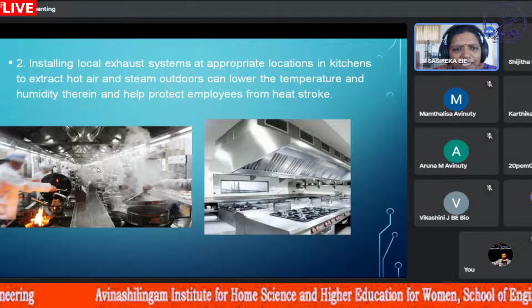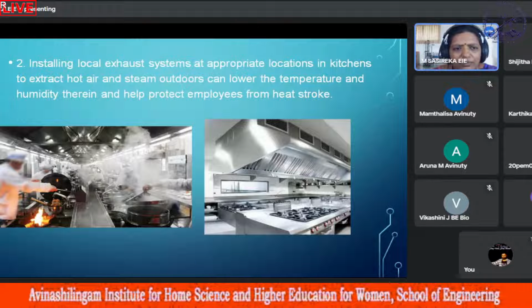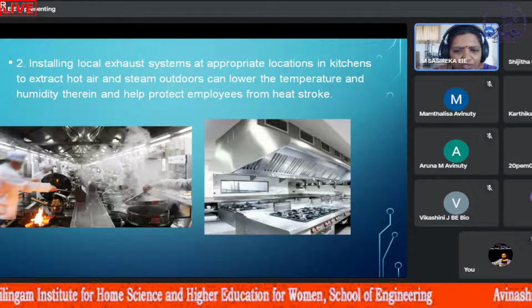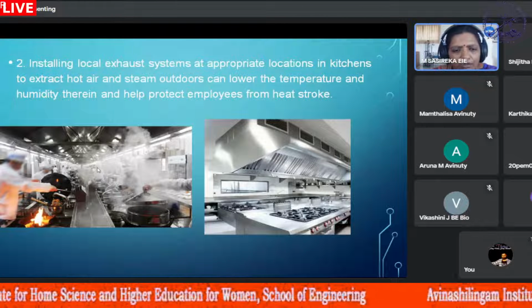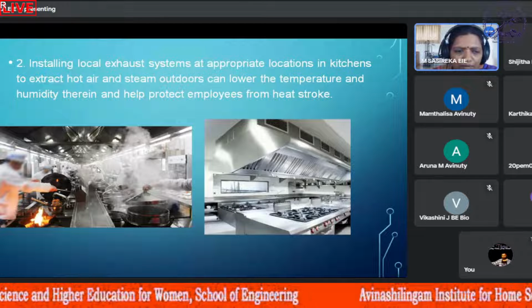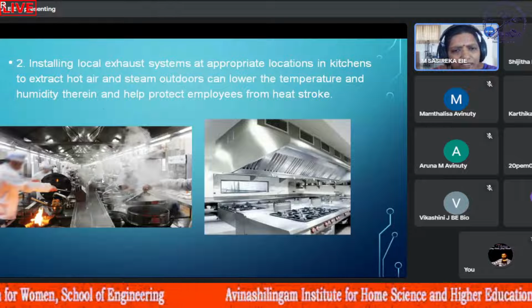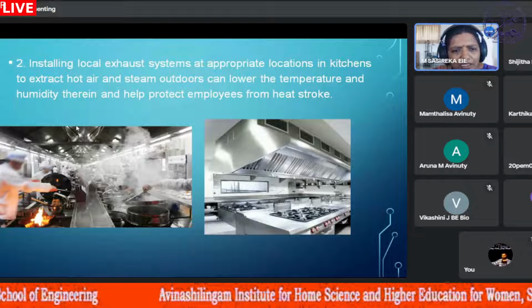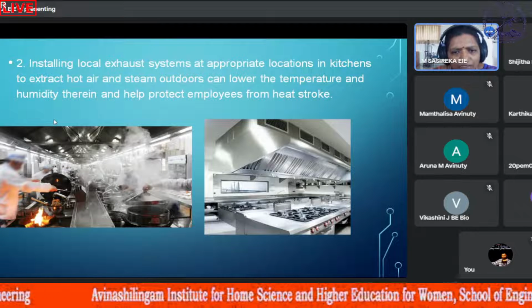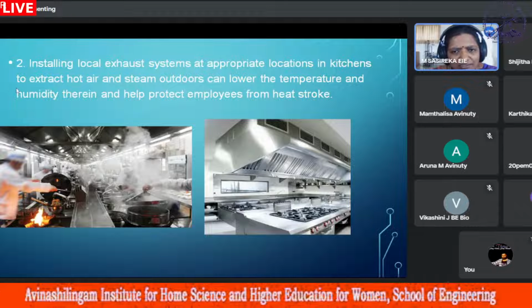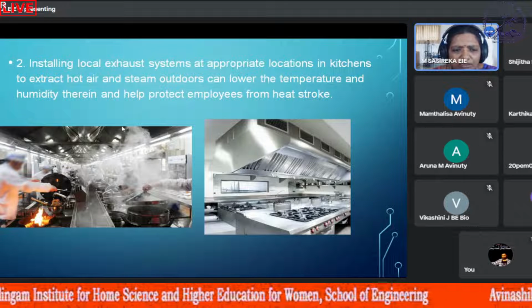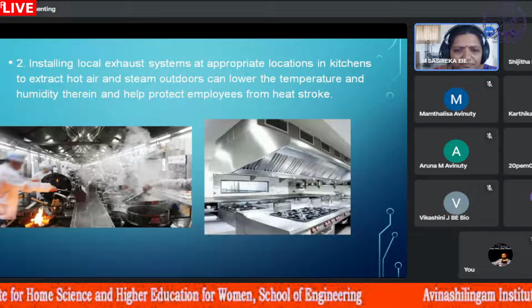And with proper exhaust systems, like the hot air chimneys we use in kitchens, and a duct-free AC, these are the things that will prevent you from getting those diseases, or continuous exposure can be minimized.